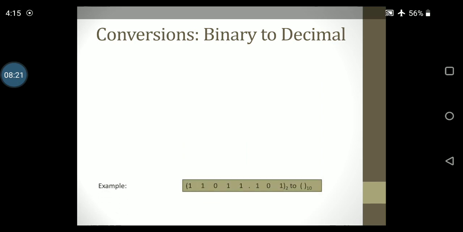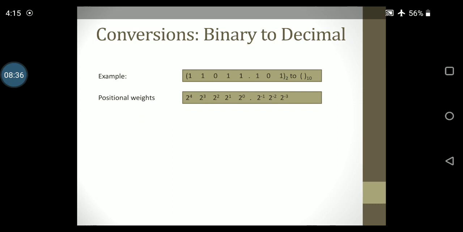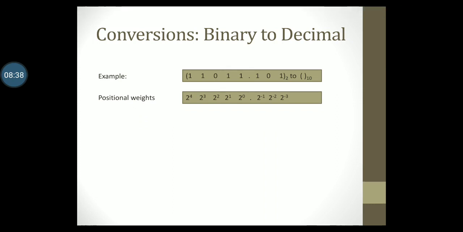Let us look at another example. Given the number 11011.101 to the base 2, convert it to decimal. The positional weights for this number will be 2 raised to 4, 2 raised to 3, 2 raised to 2, 2 raised to 1, 2 raised to 0. For the numbers after the decimal point, the weights are 2 raised to minus 1, 2 raised to minus 2 and 2 raised to minus 3.